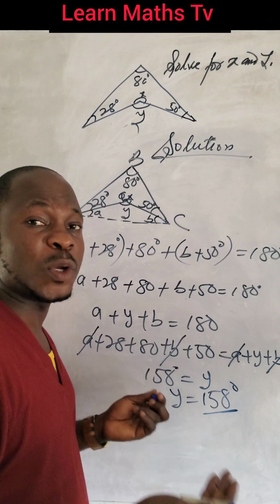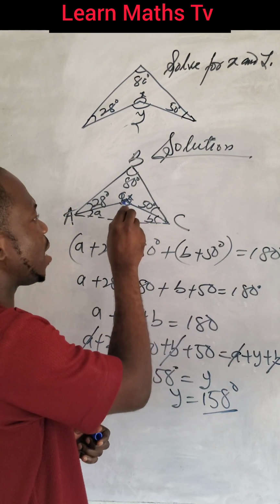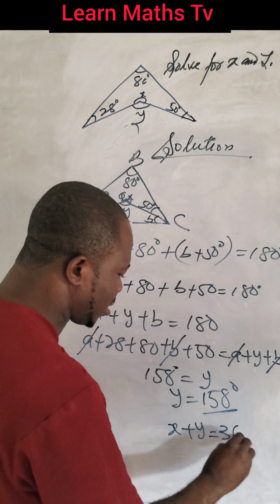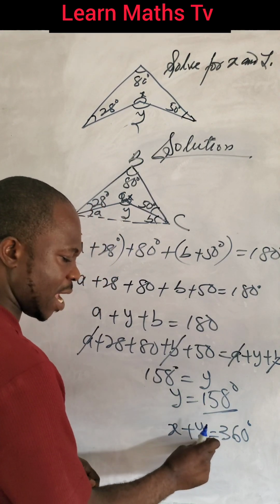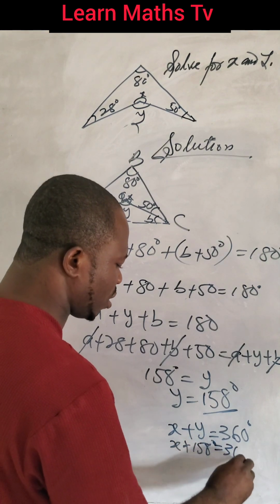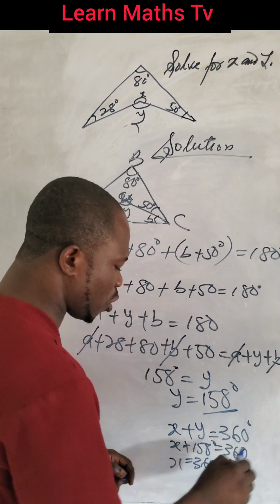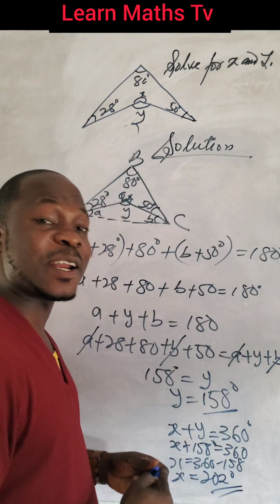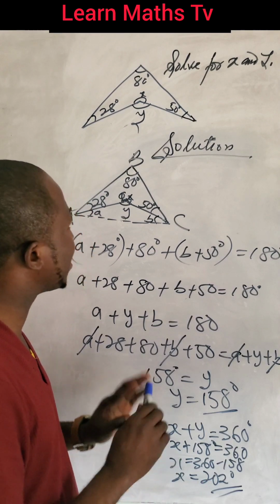So that's for Y. How do we solve for X? Remember that angles at a point sum to 360. So our X is here, and our Y is here. So X plus Y is equal to 360, and we solved our Y to be 158. So substituting this 158 here, we'll be having X plus 158 degrees is equal to 360. So our X now is simply 360 minus 158, which gives us X is equal to 202 degrees. So that's very simple. Now you find out that our Y is 158 and our X is 202 degrees. And that's all for the problem.